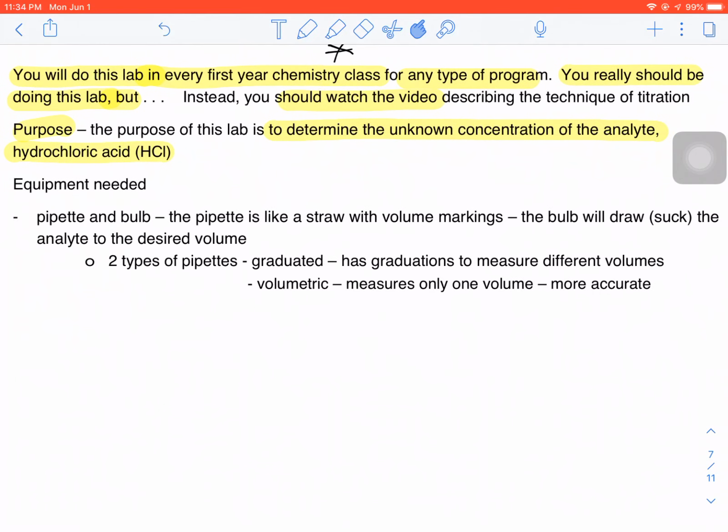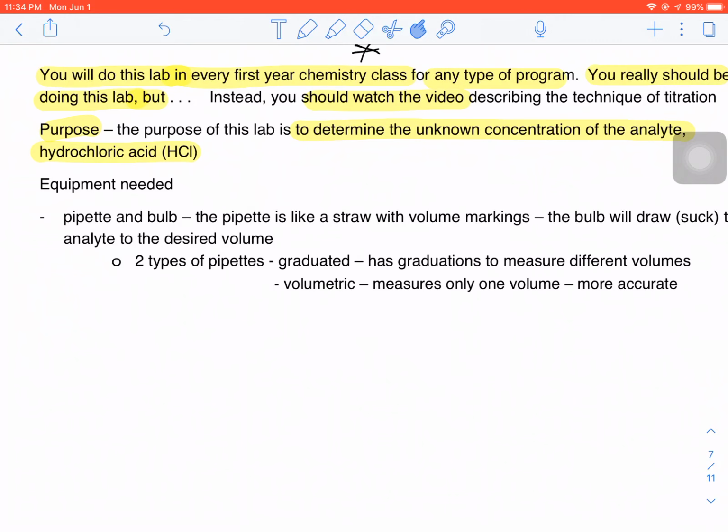Now the question is, what kind of equipment am I going to need to do this lab? So first of all, I'm going to need to accurately measure the volume of my analyte. I need to know exactly how much analyte I've got. So to do that, I'm going to use something called a pipette.